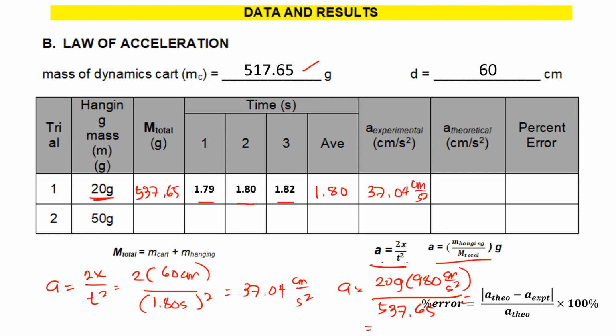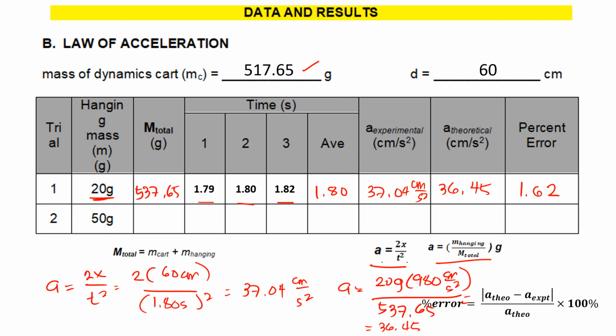So this one is equal to 36.45. So I'm going to write here the value of the theoretical value, 36.45. Then after that, let's compute for the percentage error. Okay, so we have 37.04 minus 36.45, and then divided by the theoretical value, 36.45, multiplied by 100. So this is equal to 1.618 or 1.62. So the percentage error here is 1.62.